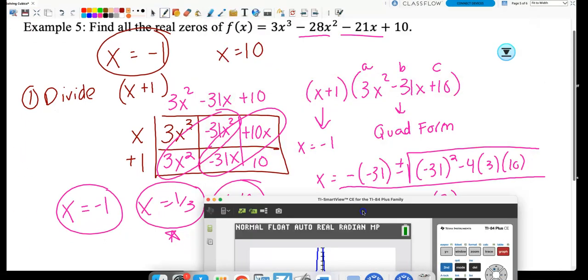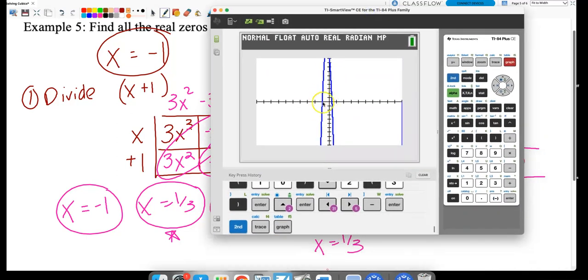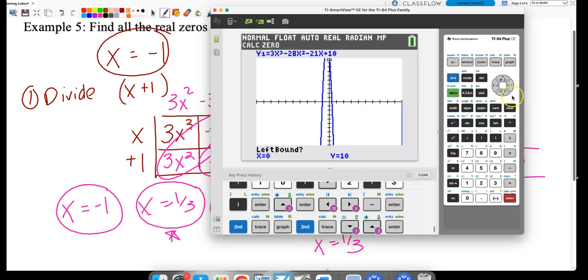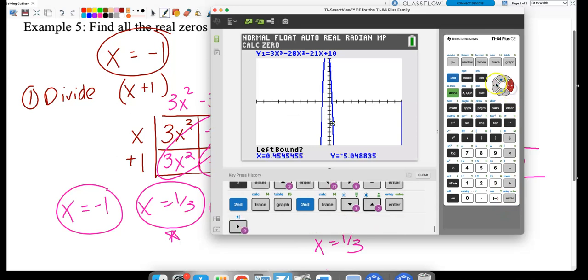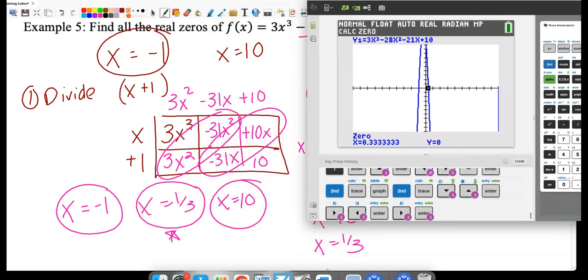Ooh, actually, what if you're like Miss Nator? I don't want to ever do any of that. Here is your shortcut. You know one answer is -1. You know one answer is 10. You just need to find this 0 right here. If you hit second trace, remember in Module 1 when we found the 0, all you gotta do is make sure your blinky dot is close to your x-intercept. Go to the left, hit enter. Blinky dot to the right of the x-intercept, and it will tell you the answer. As long as you know that 0.3 repeating is 1/3, you don't have to do any of that.